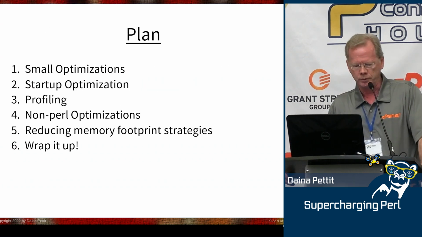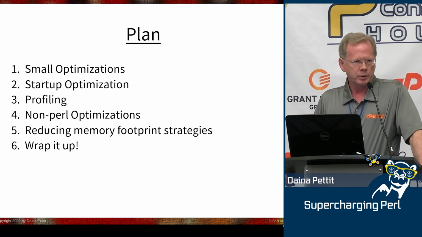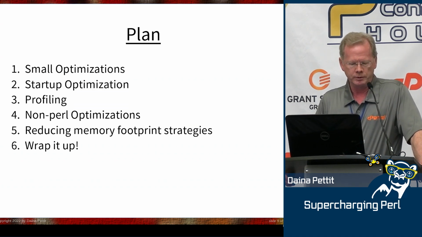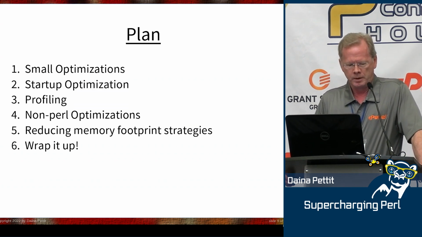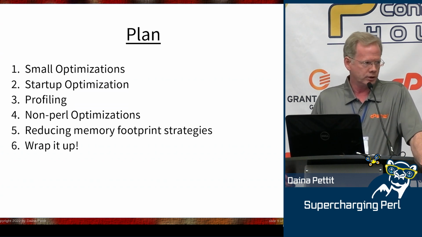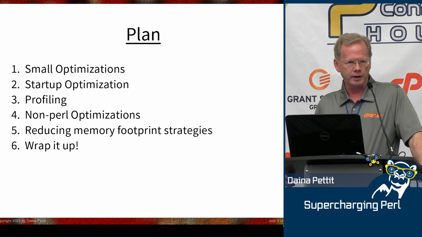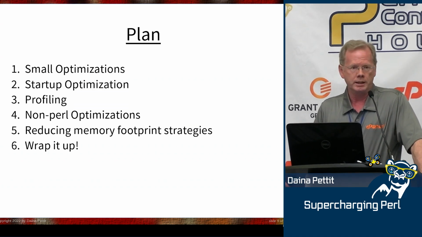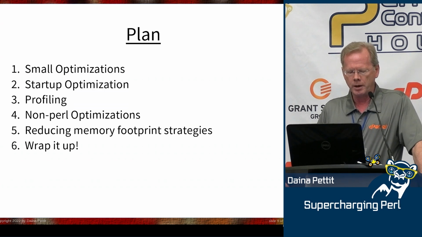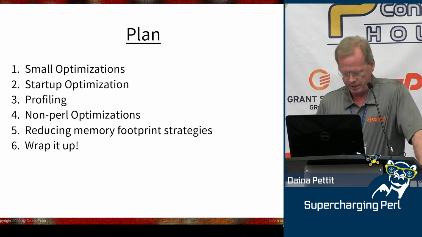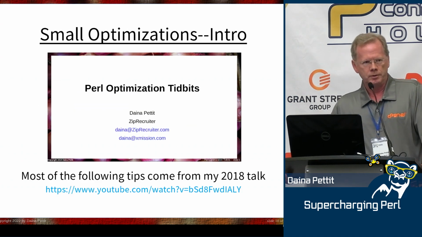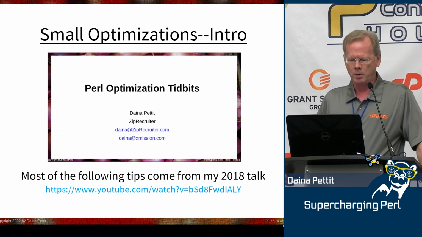So in this talk we're going to go through some small optimizations, and that's just general performance. Then we're going to talk about startup optimization, so you actually get the thing initialized and running faster or sooner. Then we're going to talk about profiling, how to do that. We're going to talk about some general optimizations that aren't related to Perl, but are related to the operating system, file system, those types of things that will apply to any language. And then we're going to talk about reducing your memory footprint, different strategies you can have to make your program actually run smaller. And then we're going to summarize everything. So this first part is the small optimizations.